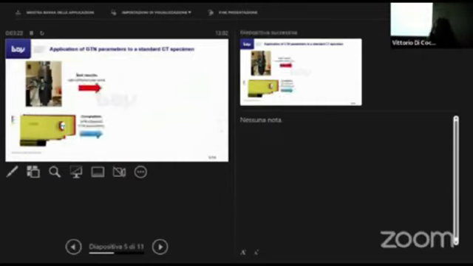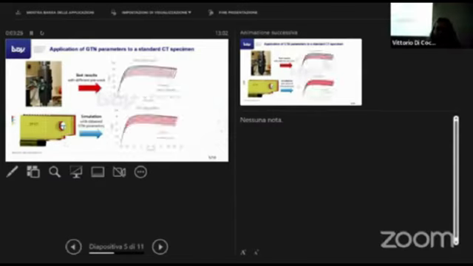And as can be seen, the results are in quite good agreement with how we determined the GTN parameters.